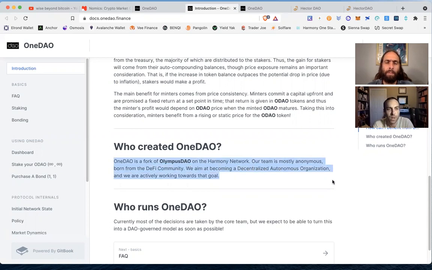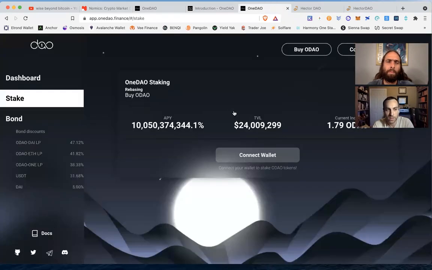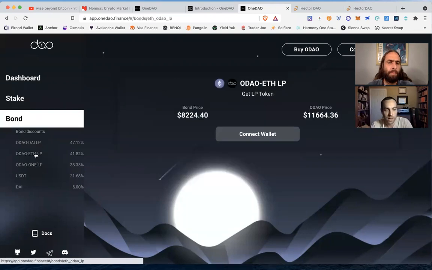So if you're looking at the bonding section and you're wondering what that's about, you're able to take these LPs that you can find. Right now you're looking at ODAO and DAI, there's ODAO and ETH, and there's ONE and USDT and DAI. You can either take USDT or DAI themselves, or you can find the above LP tokens and use those to bond your ODAO at a discount, which means you're basically purchasing your ODAO tokens at a discount.